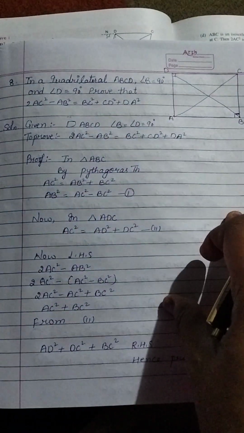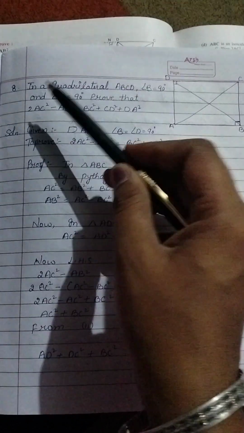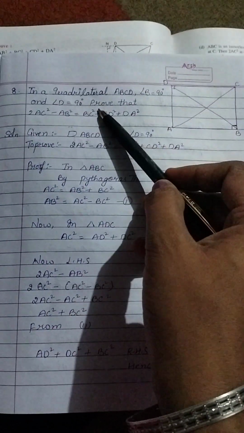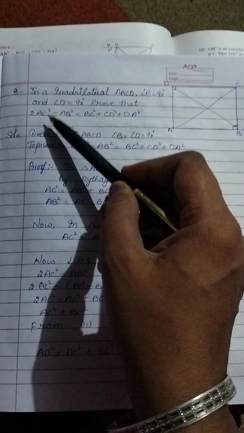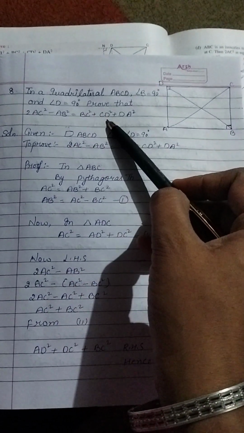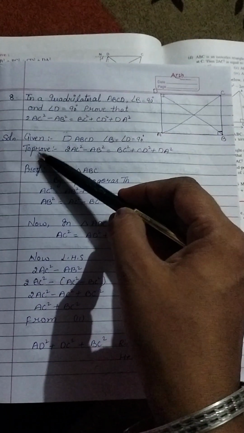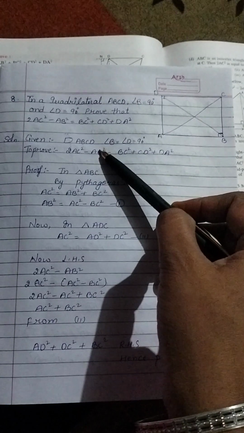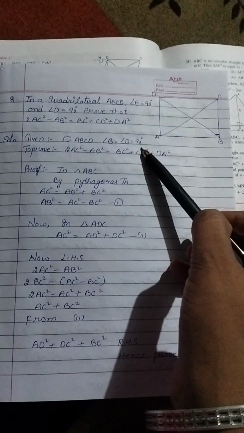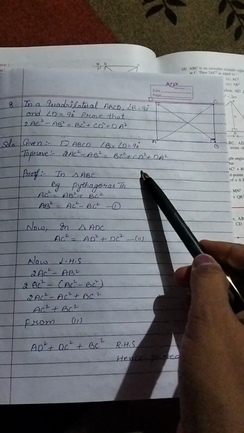Now the eighth question. In a quadrilateral ABCD, angles B and D are given as 90 degrees, and we have to prove that 2AC square minus AB square is equal to BC square plus CD square plus DA square. We have to write the same. Given: quadrilateral ABCD, angles B and D both are 90 degrees. To prove, we write what we have to prove.